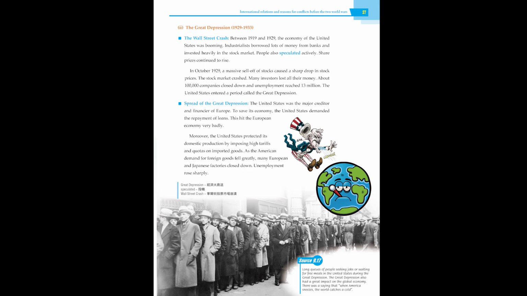In October 1929, a massive sell-off of stocks caused a sharp drop in stock prices. The stock market crashed. Many investors lost all their money. About 100,000 companies closed down and unemployment reached 13 million. The United States entered a period called the Great Depression.